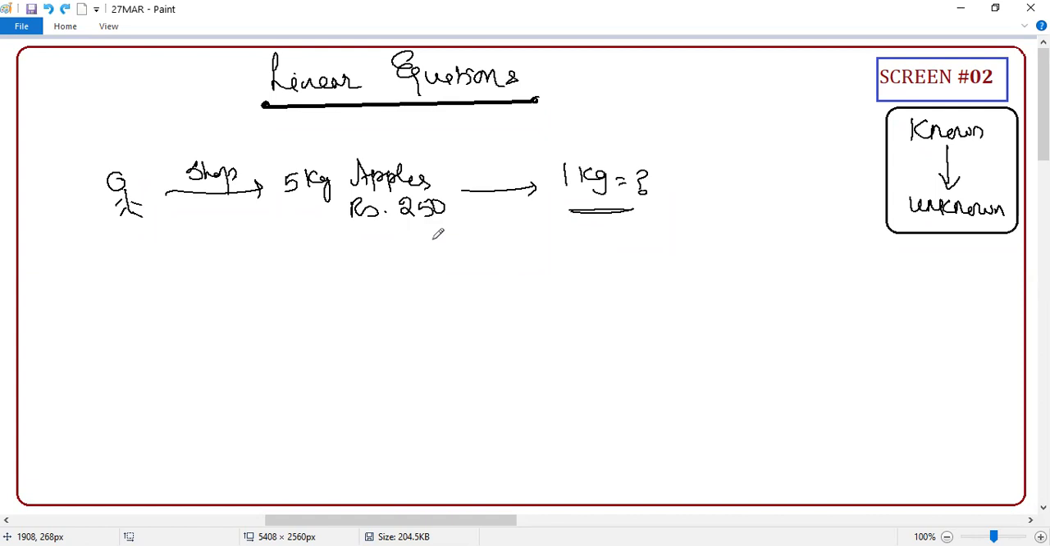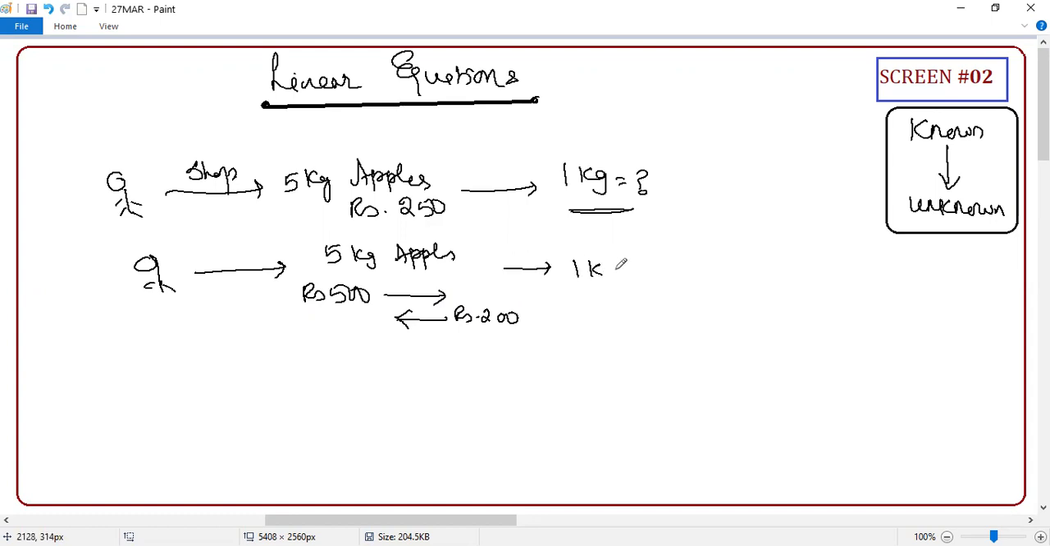For example, you are buying 5 kg apples, and you paid an amount of 500, and the shopkeeper returns you 200. Now, how much does it cost for 1 kg? Second situation: you are going to the shop, and this time again you are buying 5 kg apples, and you give him rupees 500, and he returns rupees 200 to you. So now I am asking, 1 kg apple is how much?